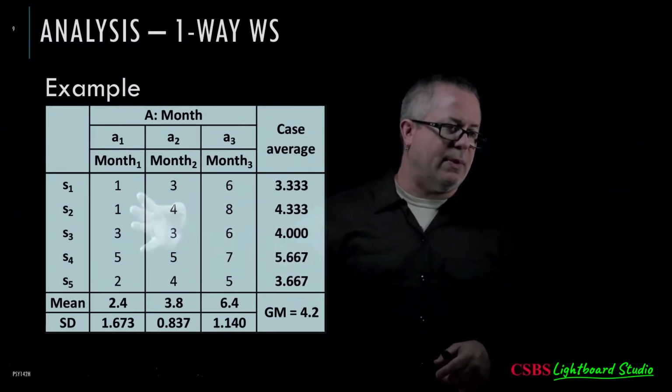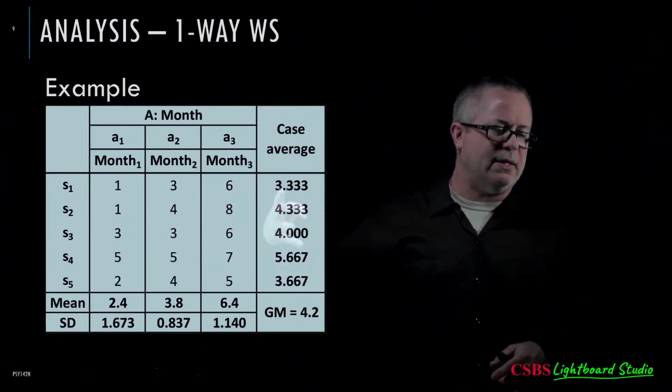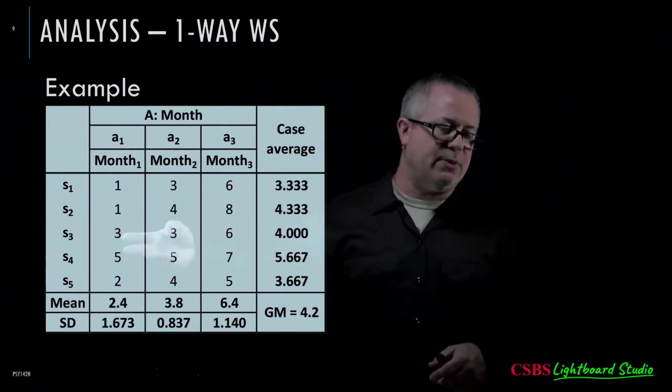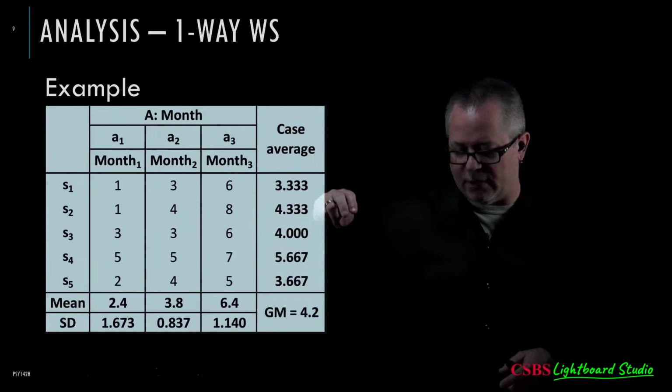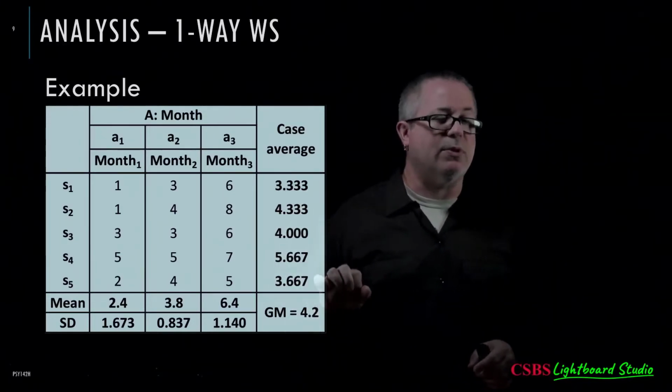And then the other one is dropout, because if the same people have to come back each time, what's to keep them from just not showing up again? So oftentimes you do get subjects dropping out. That's called subject mortality.